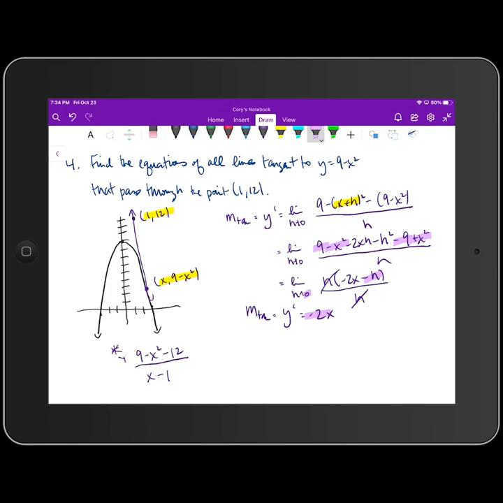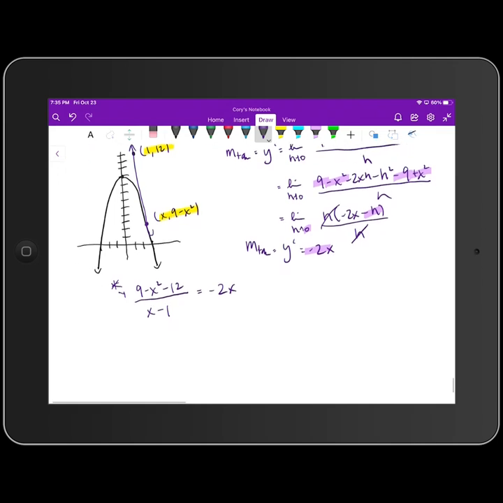So I can set the slope that we just calculated equal to the slope of the tangent line that we found by taking the derivative. And when I solve this equation for x, that's going to give me the point or points of tangency.